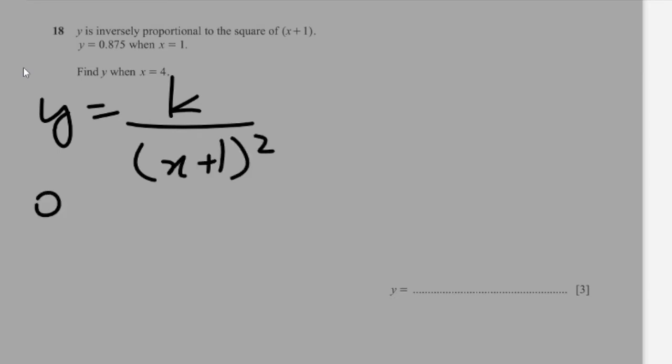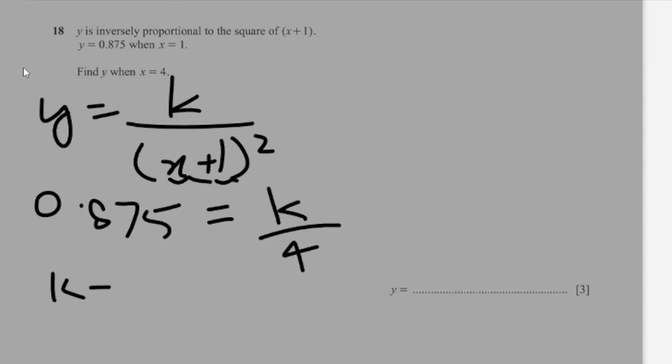And y is equal to 0.875 and x is 1, so x plus 1 is 1 plus 1, which is 2, and 2 squared is 4, so k is equal to 4 multiplied by 0.875, which is equal to 3.5.